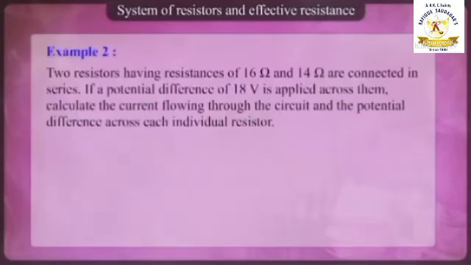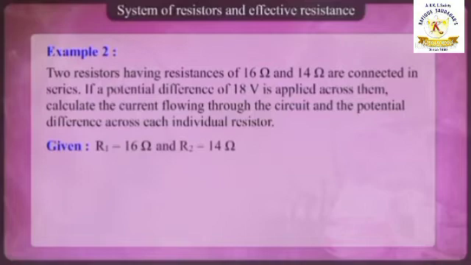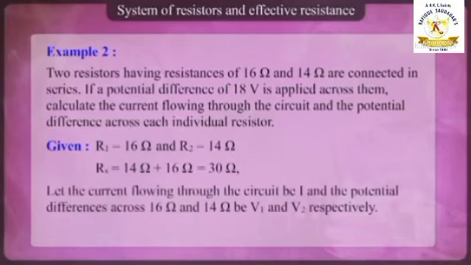Example 2. Two resistors having resistances of 16 ohm and 14 ohm are connected in series. If a potential difference of 18 volt is applied across them, calculate the current flowing through the circuit and the potential difference across each individual resistor. Here we have to calculate the current and the potential difference across the resistances. Given R1 is 16 ohms and R2 is 14 ohms. Rs is equal to 14 ohm plus 16 ohm, which will give you the answer as 30 ohm.